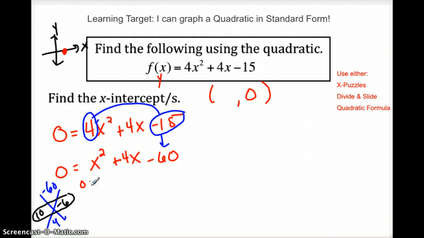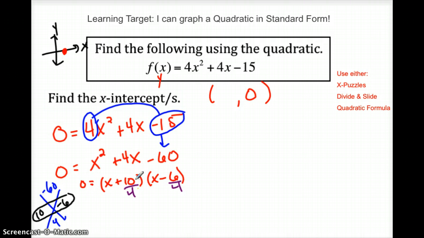So 0 equals x plus 10, x minus 6. Okay, but now this is divide and slide. Have I even divided yet? No. So I got to go back and divide by that 4. That 4's got to come back in, and here's where it does.